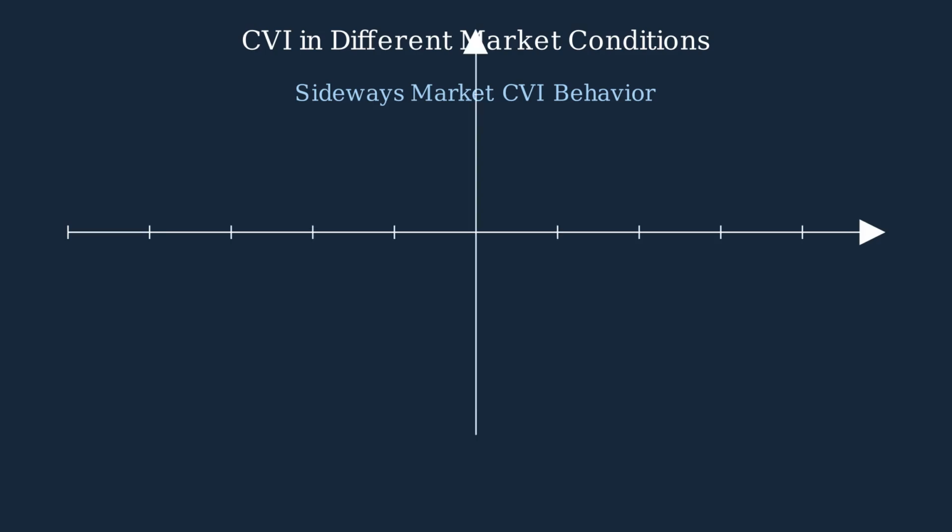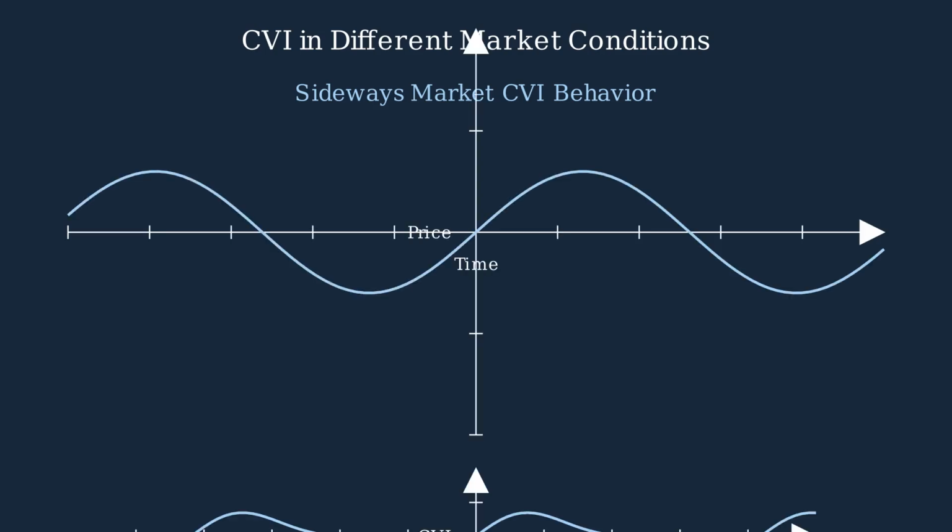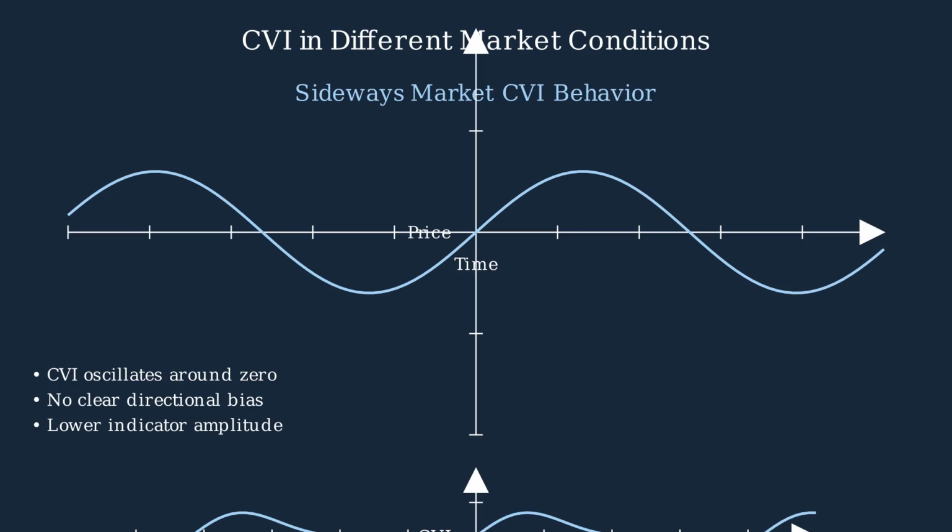In sideways or ranging markets, CVI typically oscillates around the zero line without a clear directional bias. Note how CVI tends to move in a more confined range with lower amplitude. This reflects the lack of strong buying or selling pressure in the market. The appropriate strategy in sideways markets is either range-bound trading, buying at support and selling at resistance, or reducing position size due to the lack of strong trend.